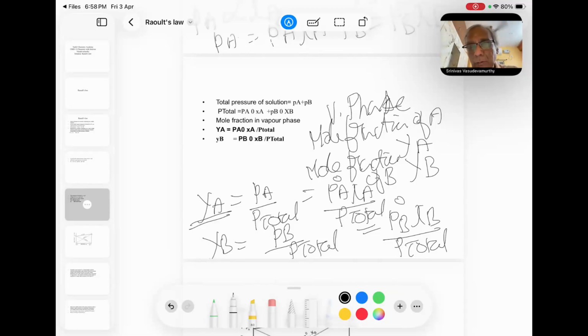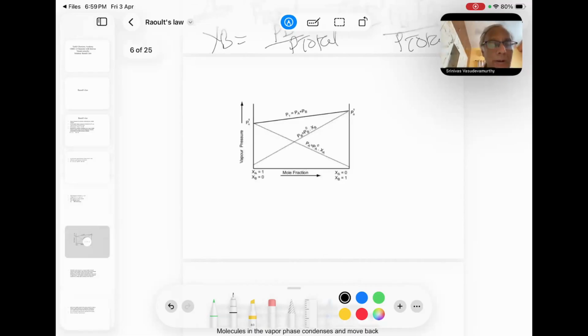So once again, I'll tell you the statement. For a solution containing two or more volatile solvents, the partial vapor pressure of each component is directly proportional to its mole fraction. Now let us see the graph for an ideal solution, or a solution containing two volatile solvents A and B here. On the X-axis, mole fraction is given; on the Y-axis, vapor pressure is given.